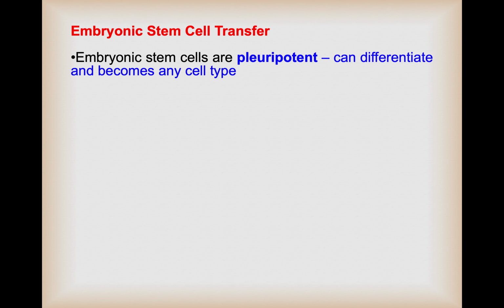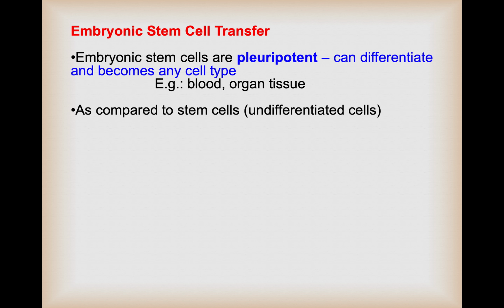The second method I'm going to discuss is embryonic stem cell transfer. Embryonic stem cells and somatic stem cells are different, in that embryonic stem cells are pluripotent. Pluripotent means that cells can differentiate and become any cell type. Examples are blood and organ, whereby it could be developed to produce any other cell types. Compared to that, somatic stem cells are undifferentiated cells, and they will remain as they are.